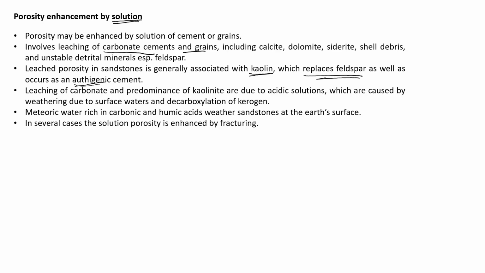Now, we have seen that the leaching of carbonate, or the corrosion of carbonate, is because of the acidic environment, and also acidic solutions facilitate the deposition or precipitation of kaolinite, which means that these acidic solutions must have some sources. These sources are either the weathering of the continental rocks by the surface waters, so they become acidic due to that, or the decarboxylation of kerogen, which emits CO2 that dissolves in the water and may give rise to acidic waters.